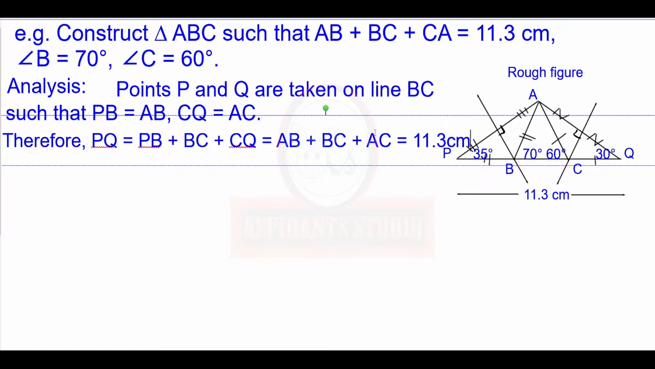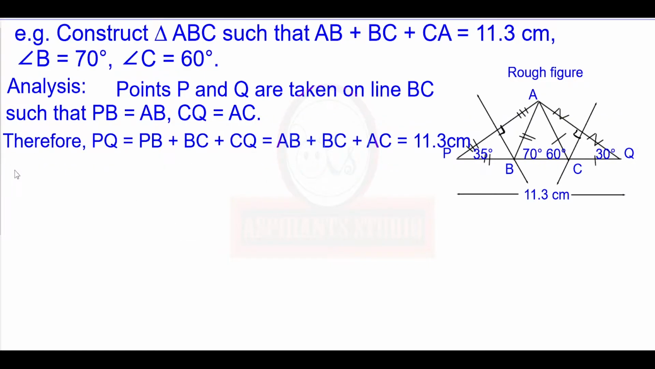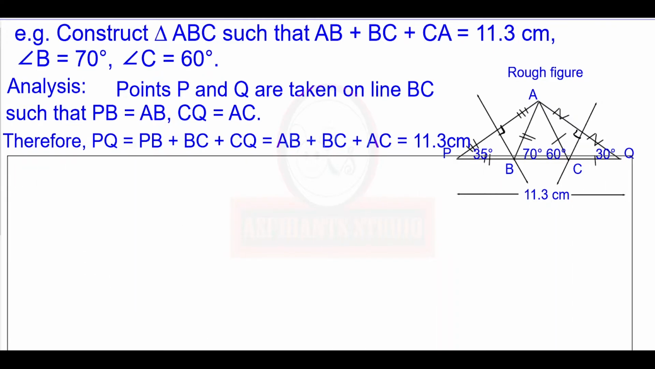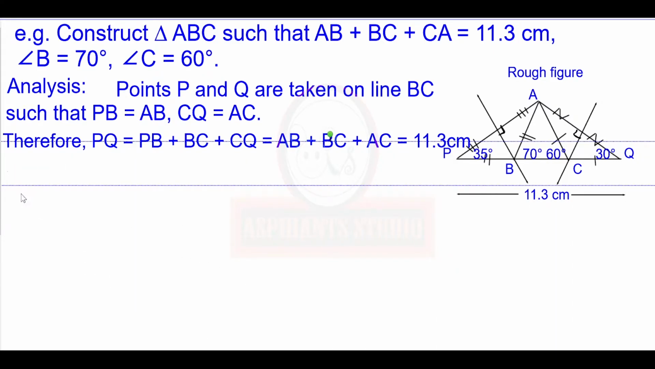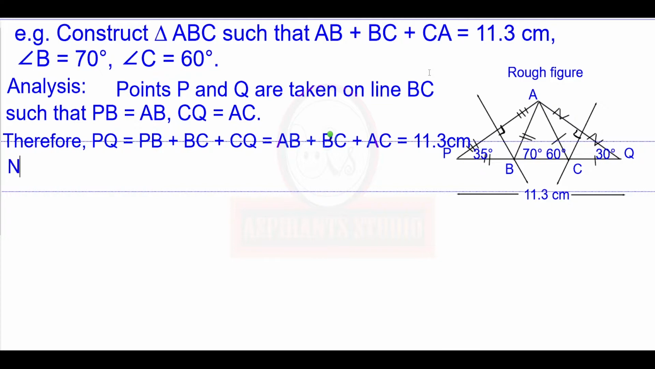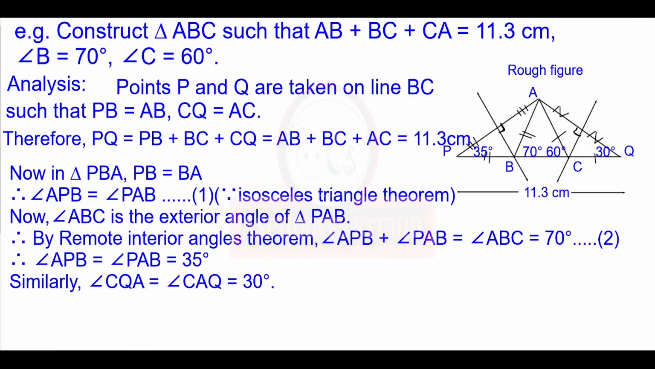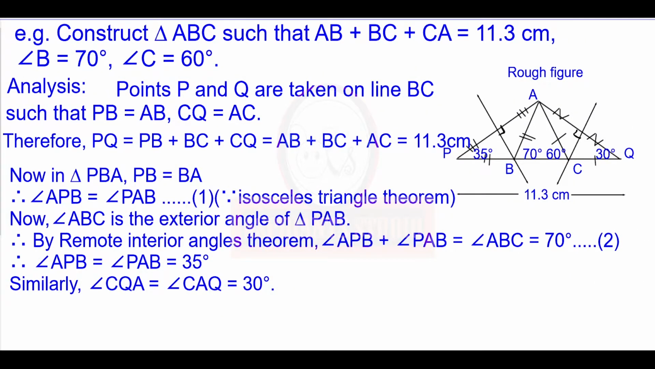Now, measure of angle B is equal to 70 degrees is given. Measure of angle C is equal to 60 degrees. We have drawn PQ. So, now we have to find out measure of angle APB and measure of angle AQC. So, we will write the analysis now. Points P and Q are taken on line BC such that PB is equal to AB, CQ is equal to AC. Therefore, PQ is equal to PB plus BC plus CQ, that is equal to AB plus BC plus AC, that is equal to 11.3 centimeters.